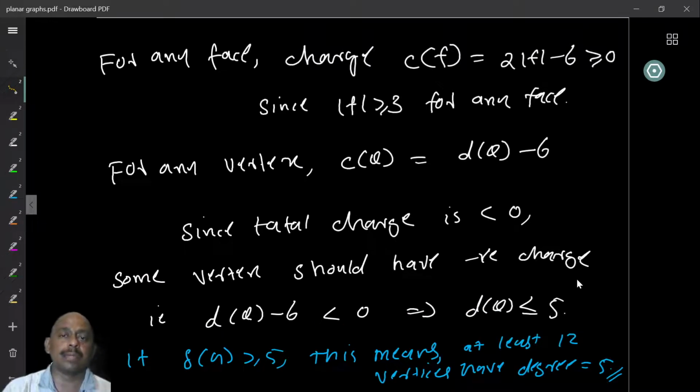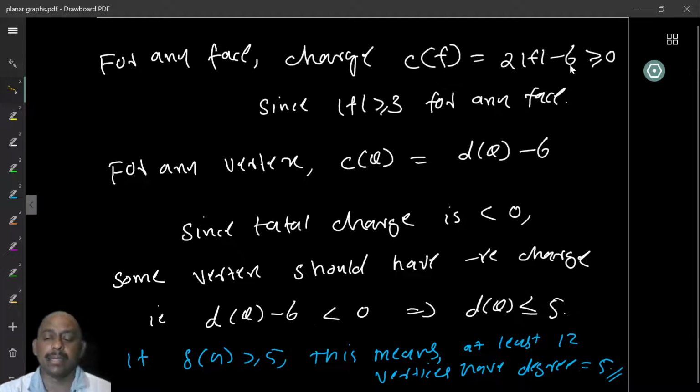So therefore, if you look at 2f minus 6, it is always greater than or equal to 0 because the length of any phase is at least 3. So this is greater than or equal to 6. So therefore, 2f is greater than or equal to 6 and 2f minus 6 is non-negative.